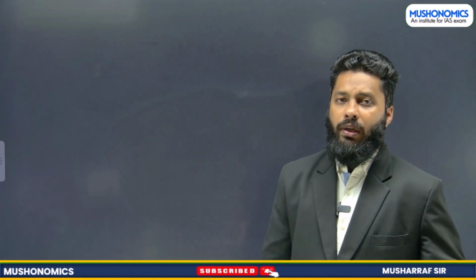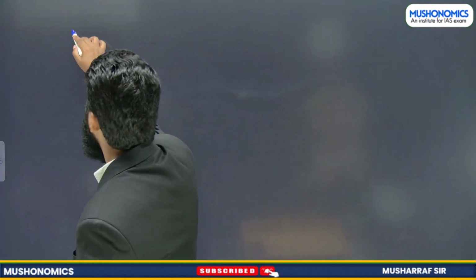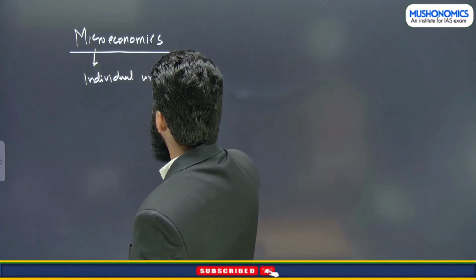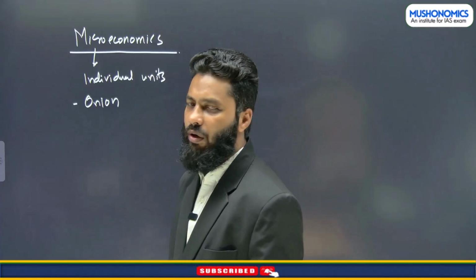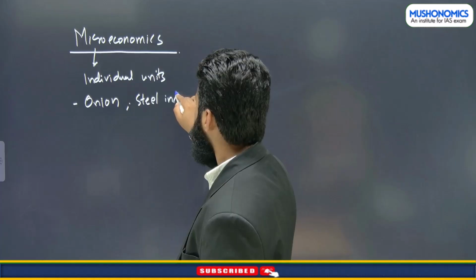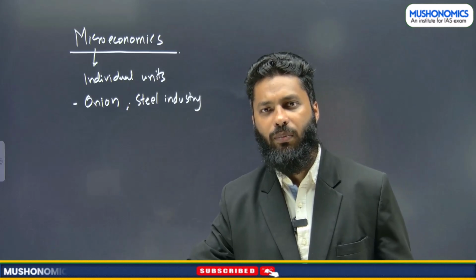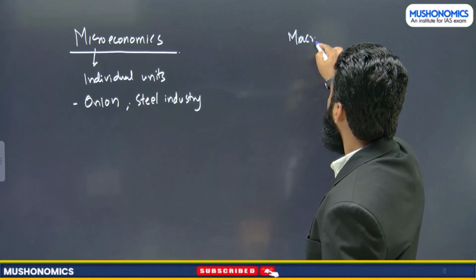Now, let's understand the difference between microeconomics and macroeconomics. When we say microeconomics, we are mainly focusing on individual units. For example, an individual crop, like a crop of onion, or an individual industry, for example, the steel industry. These are studies related to one particular sector, one particular commodity. Hence it is known as microeconomics.